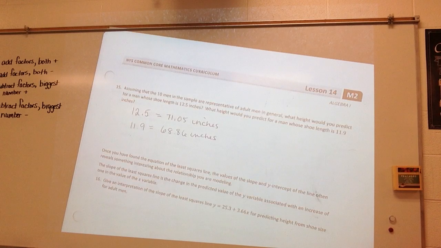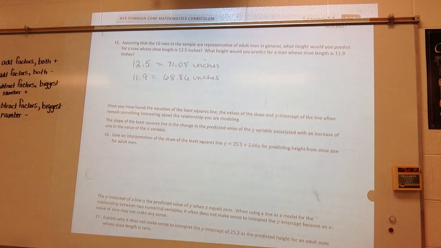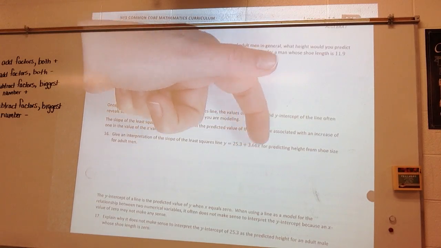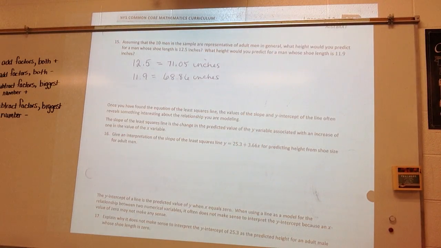Once you have found the equation of the least squares line, the value of the slope and the y-intercept of the line often reveals something interesting about the relationship you are modeling. The slope of the least squares line is the change in the predicted value of the y variable associated with an increase of one in the value of the x variable. Give an interpretation of the slope of the least squares line, y is equal to 25 3/10 plus 3 66/100 x, for predicting height from shoe size for adult men.